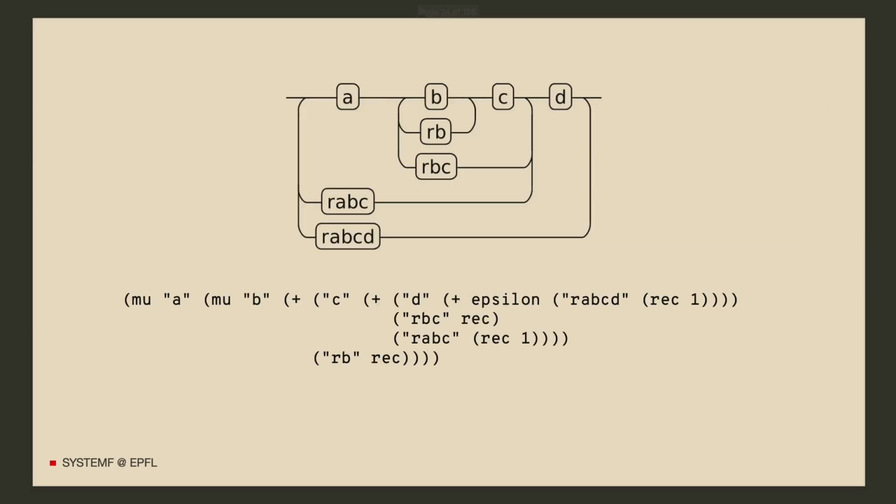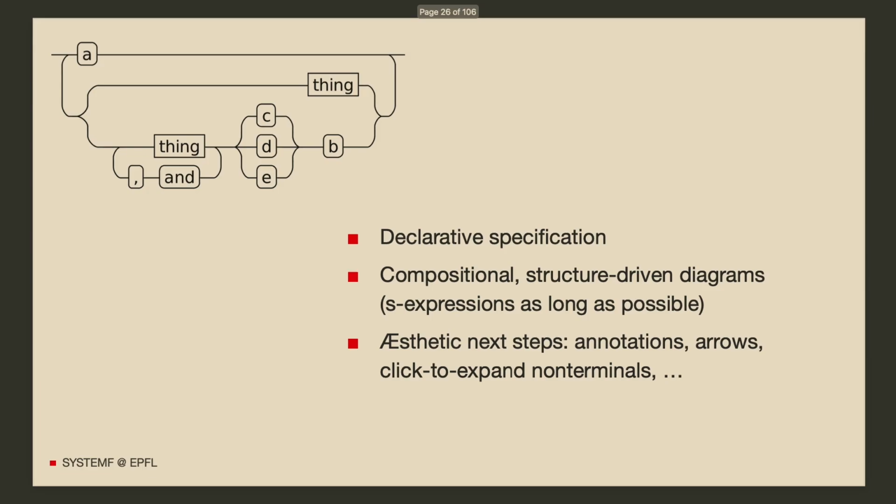Okay, here's something more complicated. Here's something with recs. Rec 1 is basically a de Bruijn index for the outer loops. So I have two loops, one that starts with A, one that starts with B. The rec 1 is pointing back to the red part, and the recs are pointing back to the blue part as a nested recursion. And everything gets laid out automatically. So this is a declarative specification with 500 lines of Racket. It's pretty manageable. They're compositional, structure driven, and there are a lot of aesthetic next steps I could take.